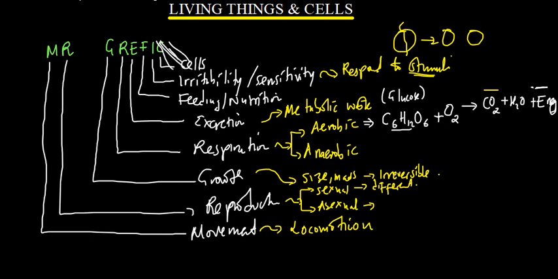Okay. Feeding or nutrition. Now, when you're talking about feeding, feeding is just a process by which living organisms obtain food. And there are two types of nutrition. There is what is known as autotrophic and also heterotrophic.